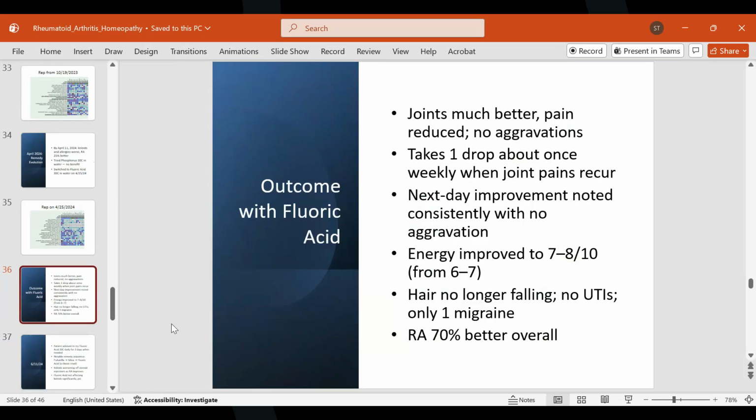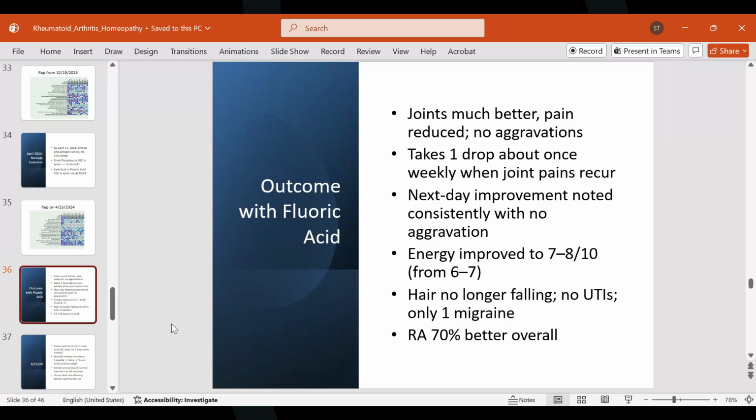With the fluoric acid, her joints were much better. No aggravation. With the other remedies, there was aggravation. With the silica, there was aggravation. Phosphorus, nothing. But no aggravation, just better. So I think this was maybe more closer to the simillimum. She takes 1 drop about once a week when the joint pain recurs. Next day, improvement, no aggravation.